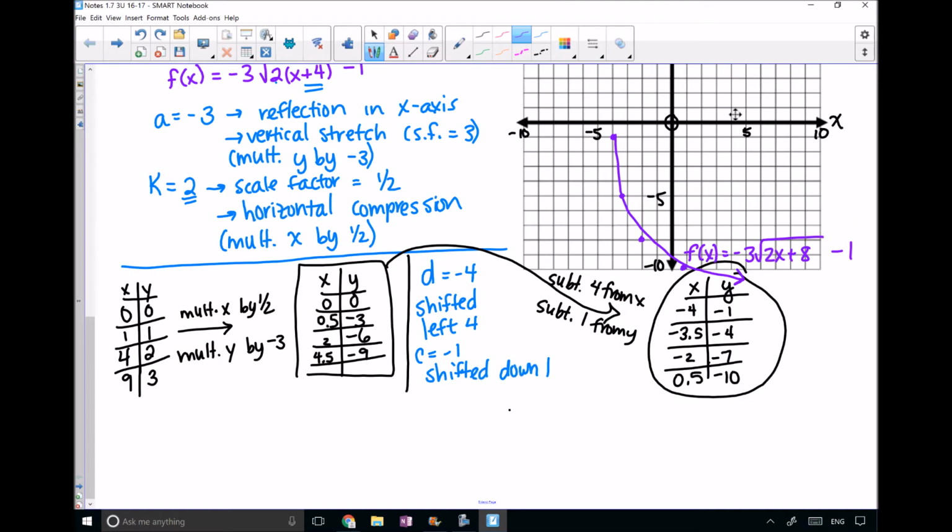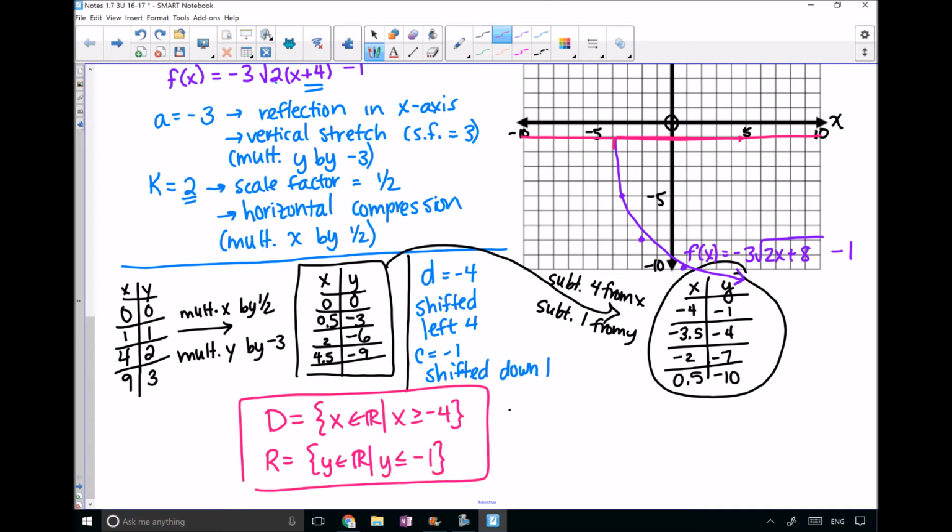Okay, the last thing that I want to do is identify the domain and the range for these functions. So when I look right here, I can figure out my domain is going to be any real number, but it has to be bigger than this value right here, this -4. So x is going to be greater than or equal to -4. And then my range, I can see right here that my range is going to be anything below this line right here. So y is an element of the real numbers as well, but y is less than or equal to -1. Okay, so those are my domain and range.